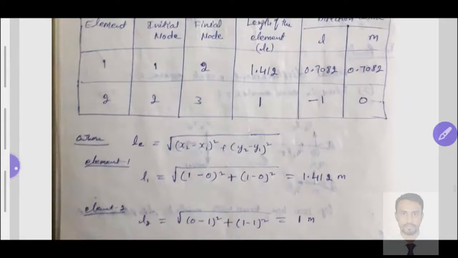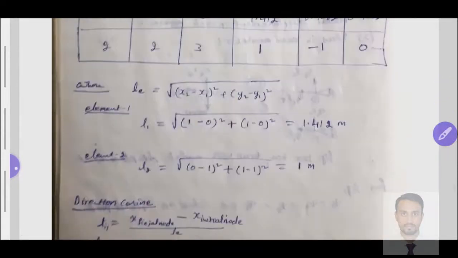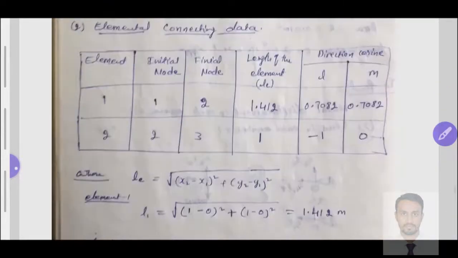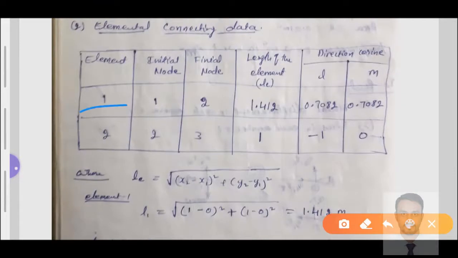So that is 1.412. And for element number 1 I am considering L is equal to 0.7082.